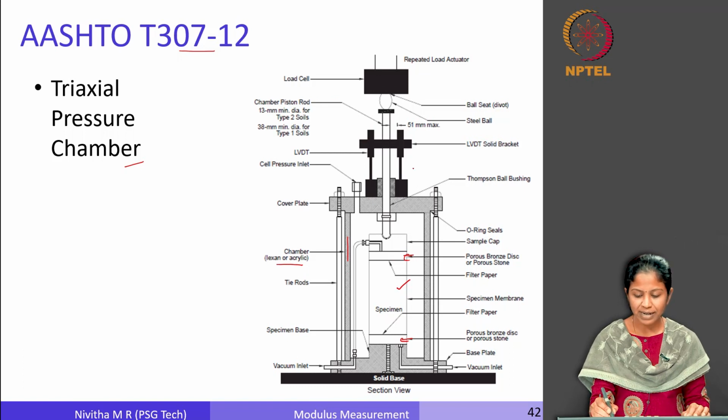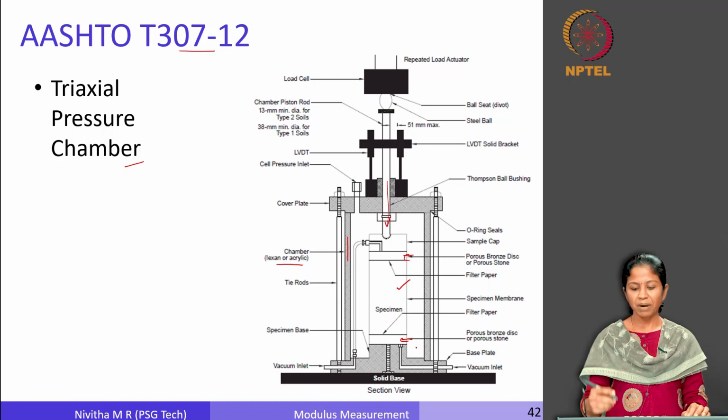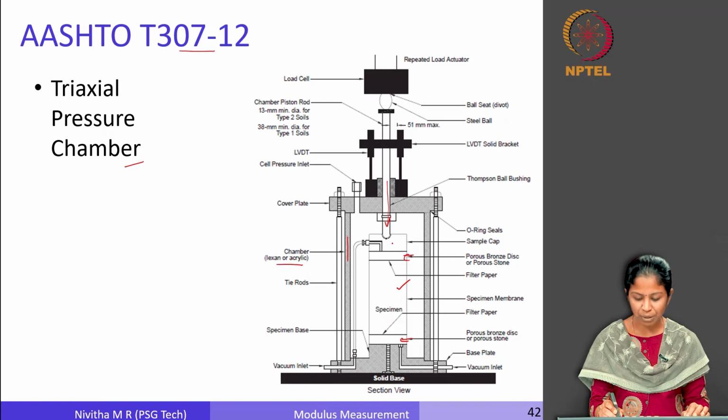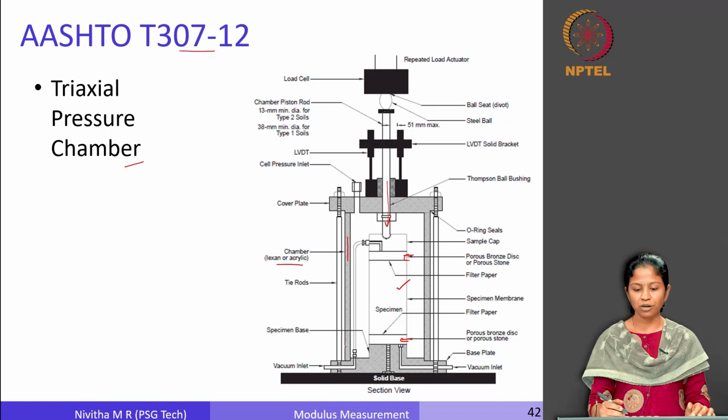There are also LVDTs to measure the deformation, and this is the piston rod through which the load is applied onto the sample. It is applied onto the sample cap, which passes it uniformly onto the sample, and there is a load cell here and all the other components that are associated with that.